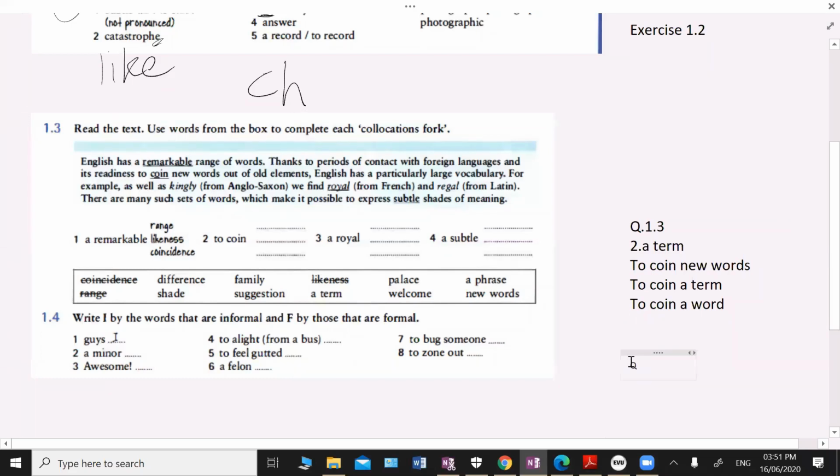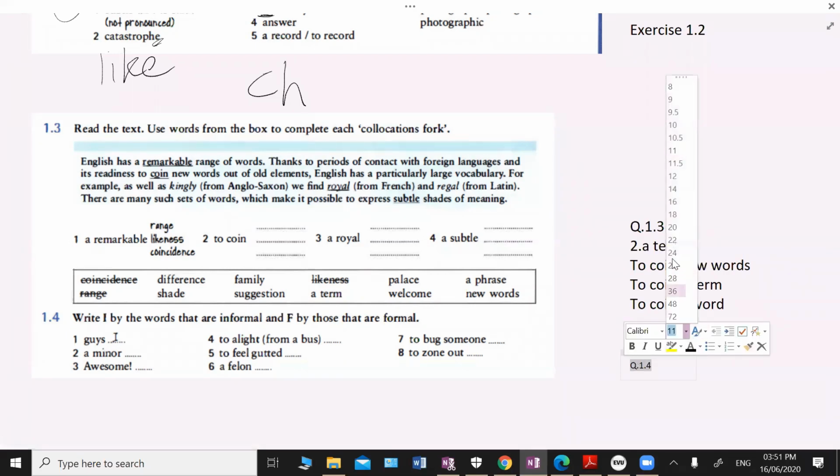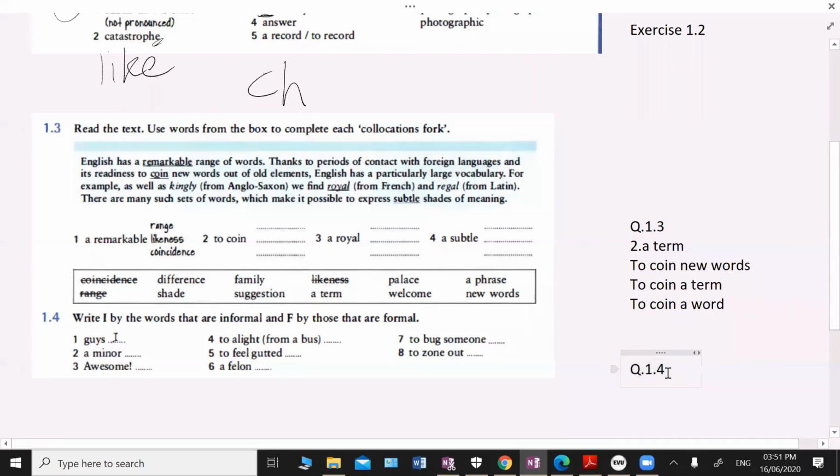Question 1.4. Okay, let's look at question 1.4. And it says, write I by the words that are informal and F by the words that are formal. You know what formal and informal words are, okay? For example, number one is informal, yes.